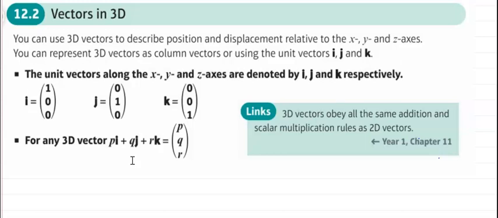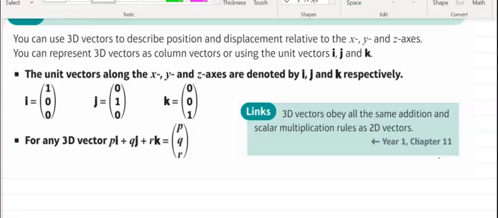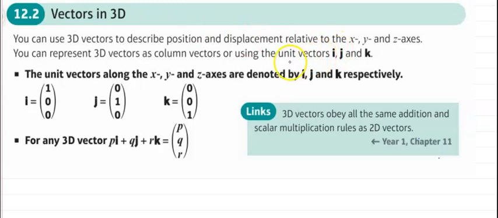Now here we are going to learn about 3D vectors in terms of the x, y and z axes, and unit vectors are represented with respect to i, j and k. Why do we call them unit vectors i, j and k? Because their magnitude is one. So the magnitude of i will be 1, the magnitude of j will be 1, the magnitude of k will be 1. That's why they are called unit vectors.